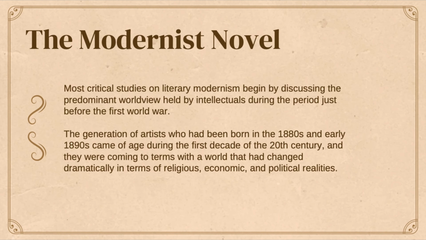Literary historians have frequently treated these changes as the result of a turning inward, or a rejection of the social concerns of 19th century realism. Most critical studies on literary modernism begin by discussing the predominant worldview held by intellectuals during the period just before World War I. Now, the generation of artists who had been born in the 1880s and early 1890s came of age during the first decade of the 20th century, and they were coming to terms with a world that had changed dramatically in terms of religious, economic, and political realities.